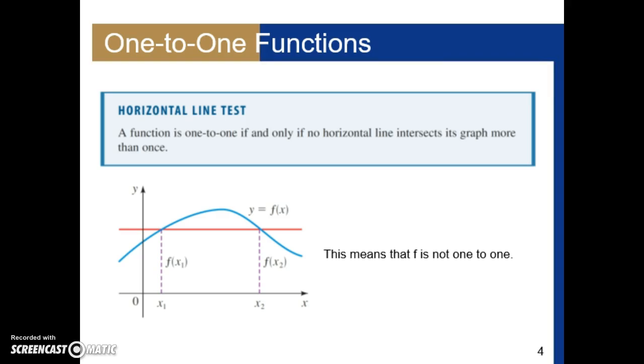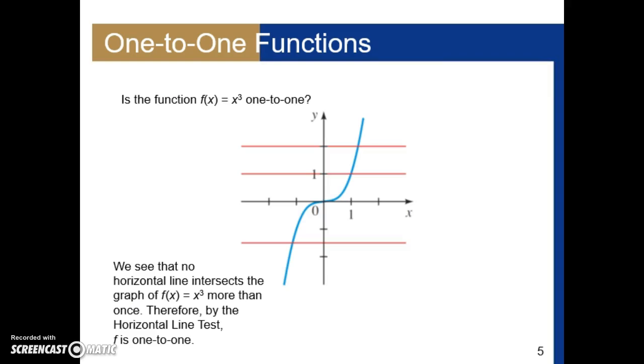So a shortcut, kind of like the vertical line test tells us we have a function, the horizontal line test tells us whether our function will have an inverse or not. A function is one-to-one if and only if no horizontal line intersects the graph more than once. And we can see right here that this horizontal line intersects at x sub 1 and at x sub 2. So this function f is not a one-to-one function and therefore would not have an inverse.